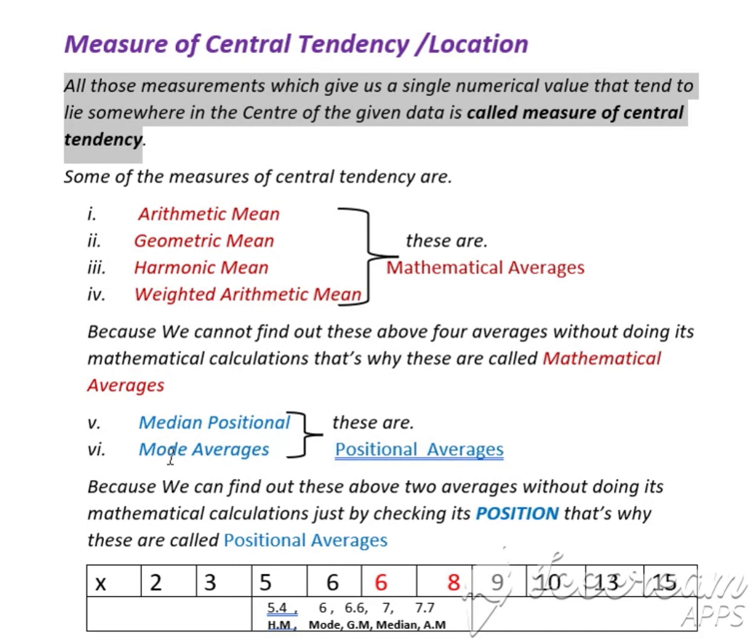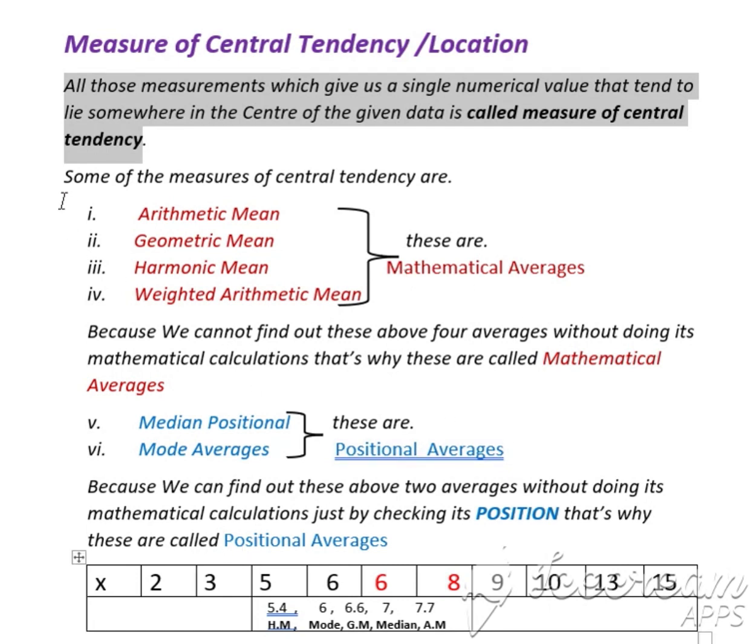And what is the mode? Mode is the most repeated value of the data set. The most repeated value here is 6, which repeats twice. So 6 is the mode. So without doing any mathematical calculation, we can find the median and mode. But the above four we cannot find by observation. We must calculate these mathematically. That's why these four are called mathematical averages.